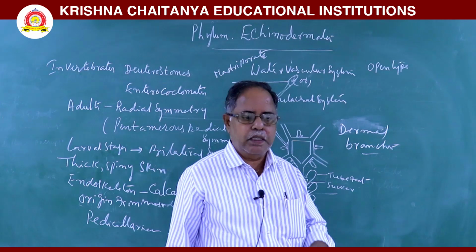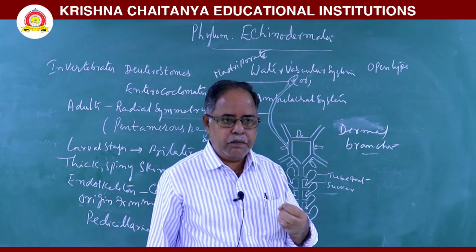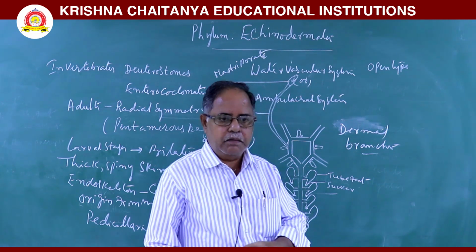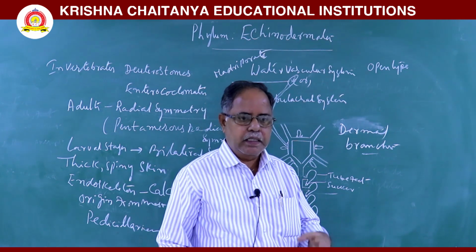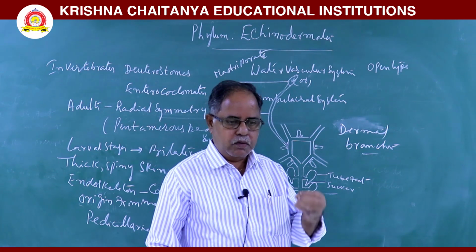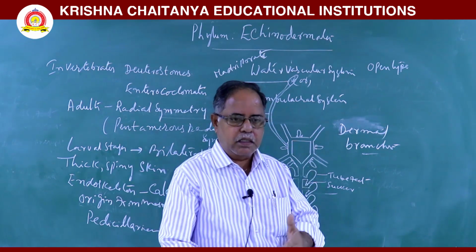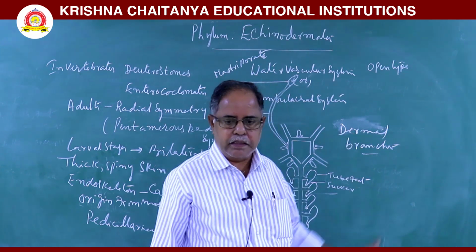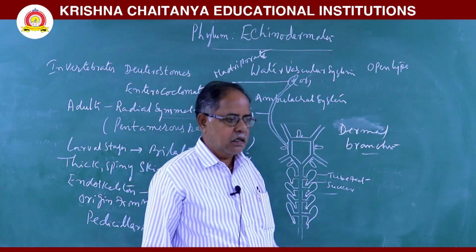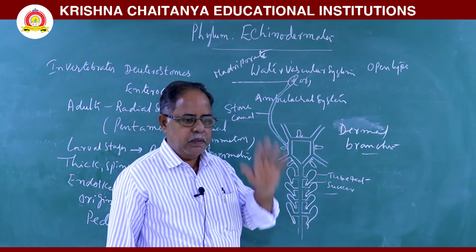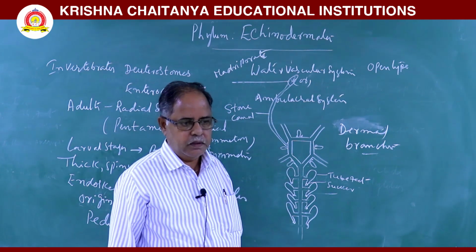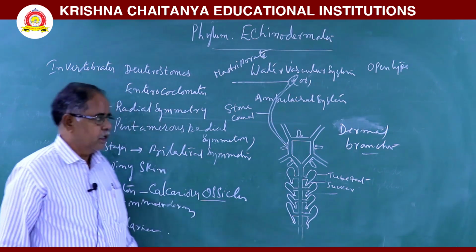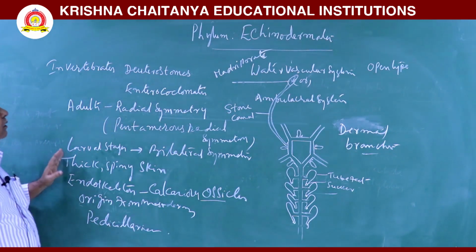Some show autotomy. Autotomy means when a predator captures the animal, the animal escapes from the predator by cutting off the part itself. That is called autotomy. The lost parts are regained by regeneration. These are some important characters of phylum Echinodermata.